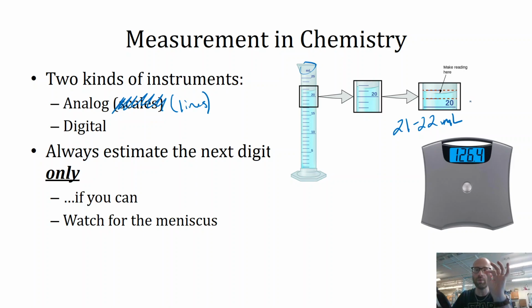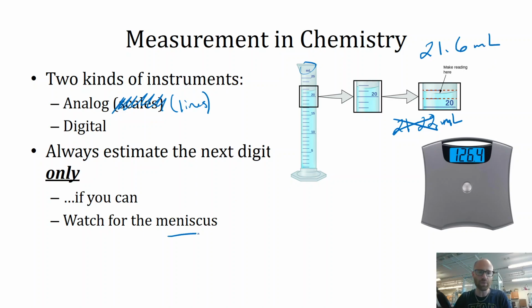I think no one will look at that and say it is exactly 21. No one will look at that and say it's exactly 21.1, because that's not a good estimate. So you have to use your powers of observation. I think that looks to me like 21.6 milliliters.